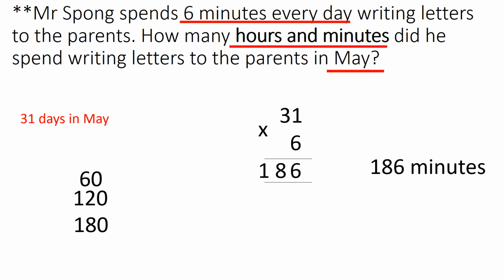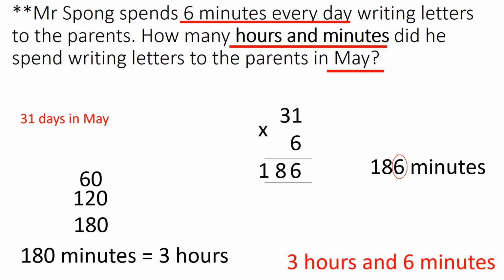So because I've done this 1, 2, 3 times, I know that 180 minutes equals 3 hours. But I have 6 minutes extra, so I know 180 minutes equals 3 hours plus another 6 minutes means that the answer to this question is 3 hours and 6 minutes. So he spent 3 hours and 6 minutes writing letters to the parents in the month of May.